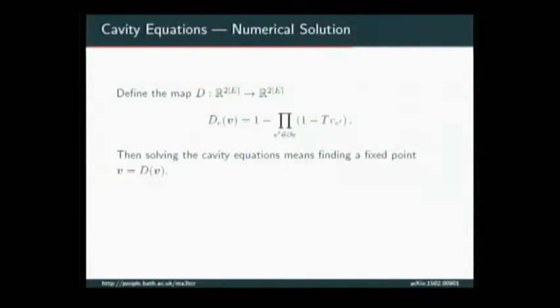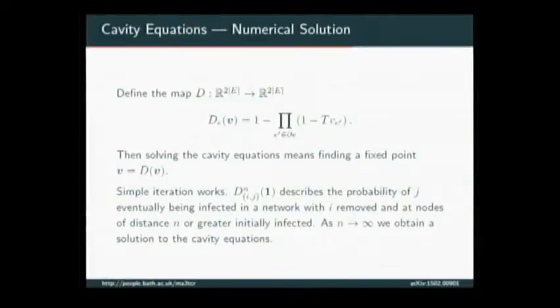So armed with that dual graph, I can write down a simple map for which solving the cavity equations means just finding a fixed point of the map. And the map involves taking a product over edges in this dual cavity Hashimoto graph. Okay. And it turns out that you can just iterate this. So this is a contraction, so you can actually solve this whole system really quickly. In the computer, you just keep iterating.